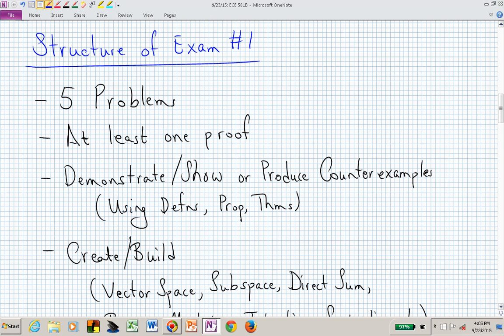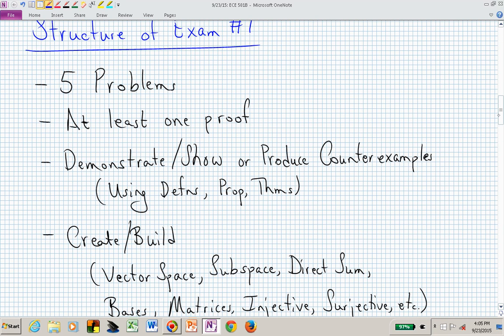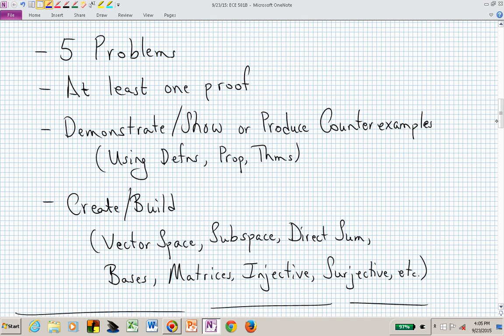As far as what might be on the exam, probably there will be 5 problems. There will be 1 proof. They won't all 5 be proofs. I know that that's where you feel the most comfortable, is with proofs, but we'll see how you do on one. You may have to demonstrate or show or produce a counterexample in certain problems. You might have to justify or explain by demonstrating or showing.